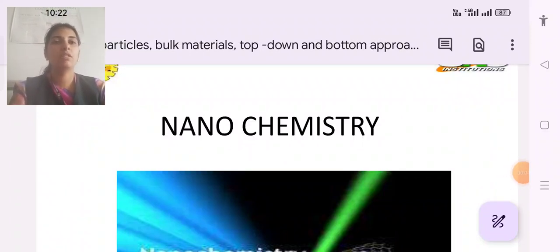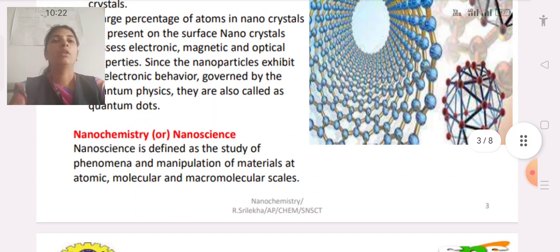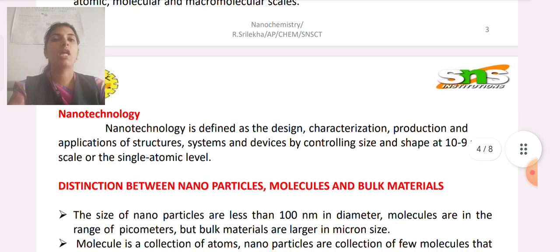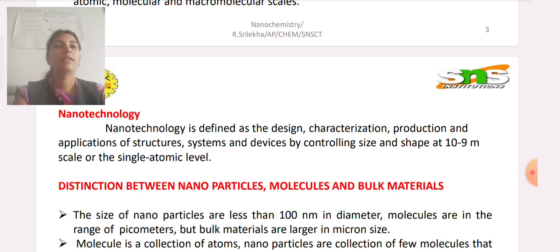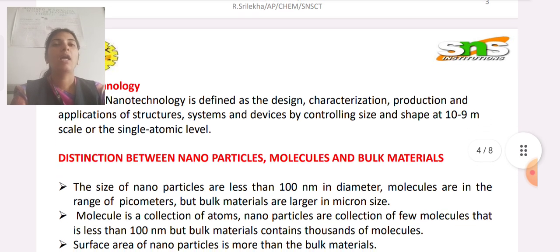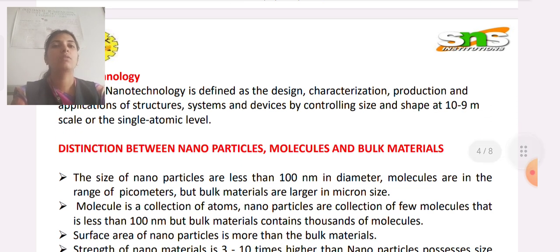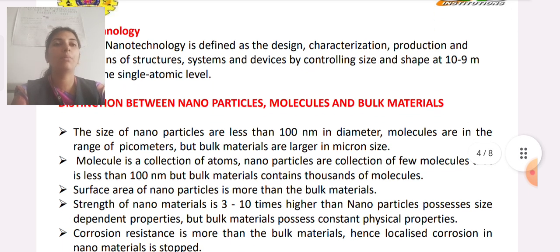In the previous sections, we learned about the introduction to nanochemistry. Now we are going to see the applications of nanotechnology. Nanotechnology is defined as the design, characterization, production, and application of structures, systems, and devices by controlling sizes and shapes at the 10 to the power minus 9 meter scale, or the single atomic level. Next, the distinctions between particles, molecules, and bulk materials.